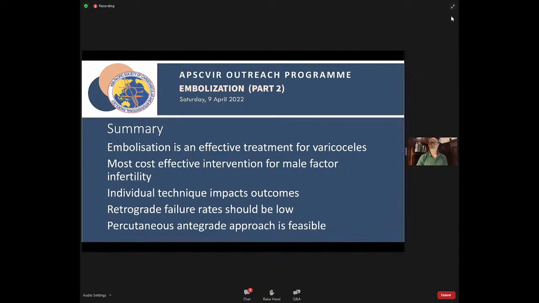So sorry, that's a bit of a whistle-stop tour, but I think for testicular embolization, very effective treatment, very cost-effective, especially in male infertility. There's lots of individual techniques that can provide the same outcomes, and we can use retrograde access if we need to.